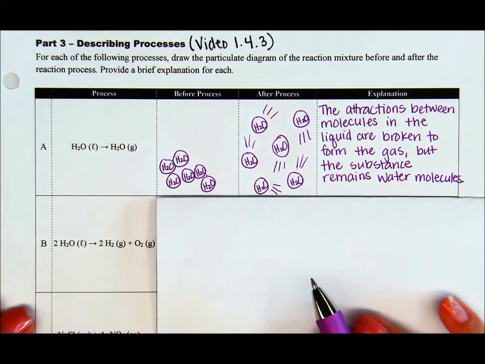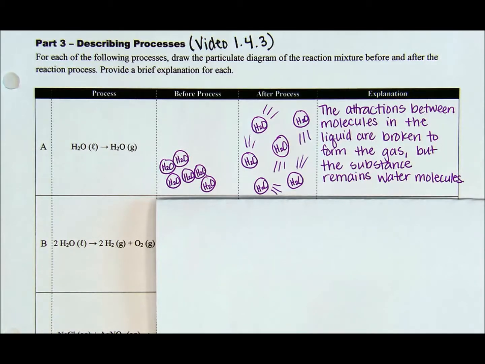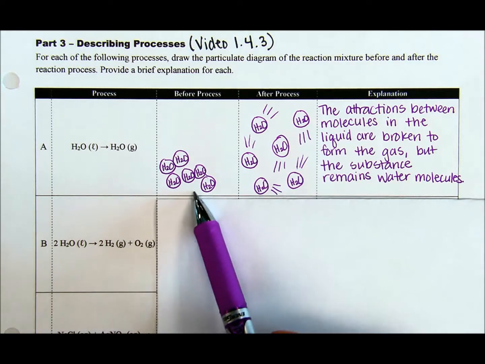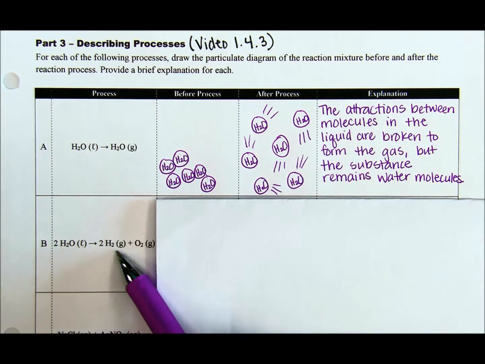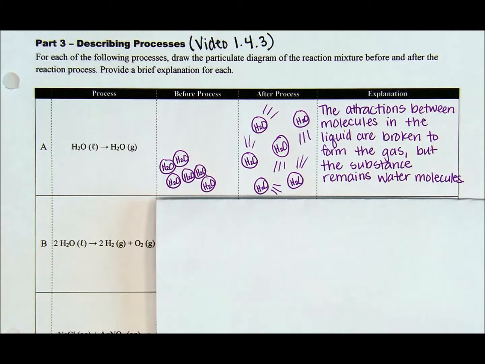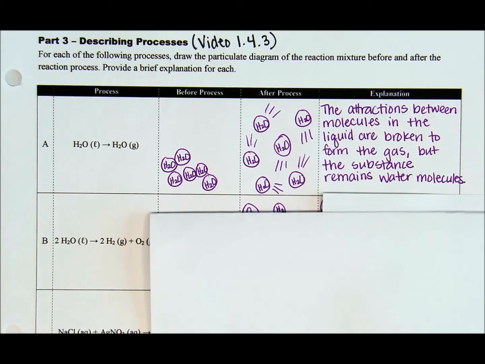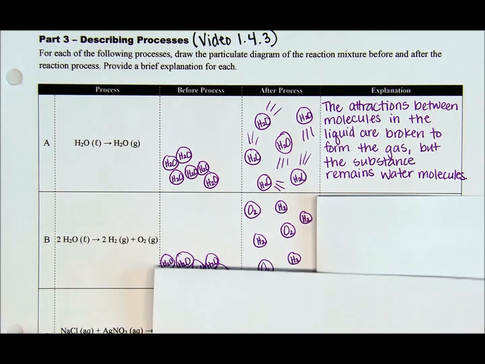Okay, so please pause the video and try drawing part B. So you're starting with H2O liquid, so you can draw it just like here. And now notice you're going to H2 and O2 gas. And don't ignore the coefficients there. Alright, so you should have drawn something that looks similar to this.